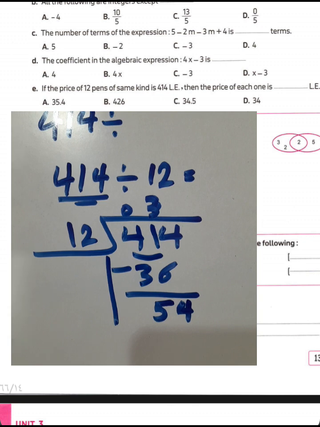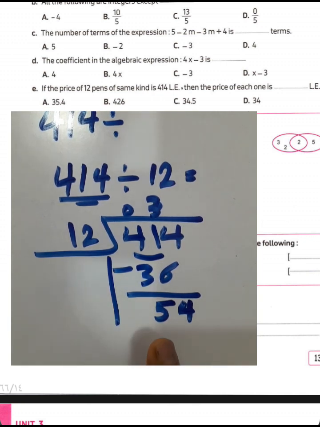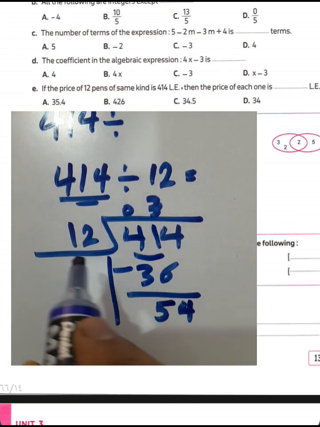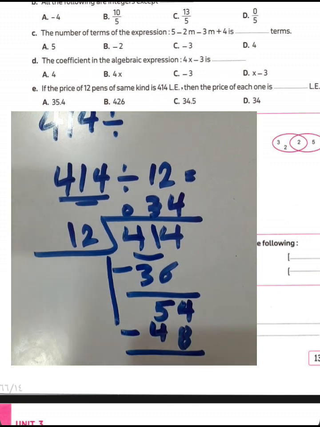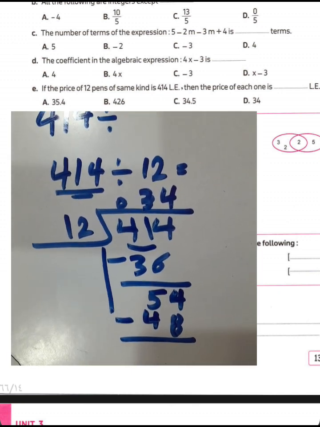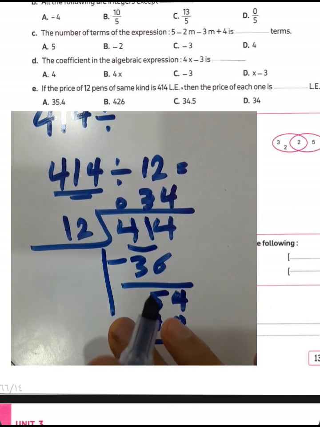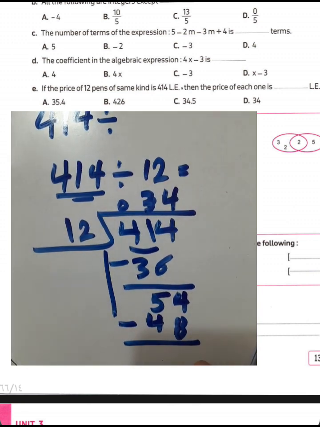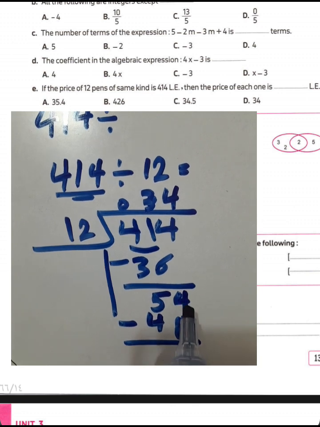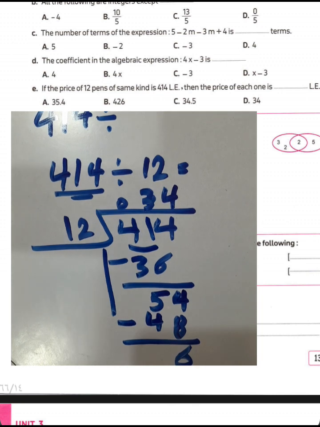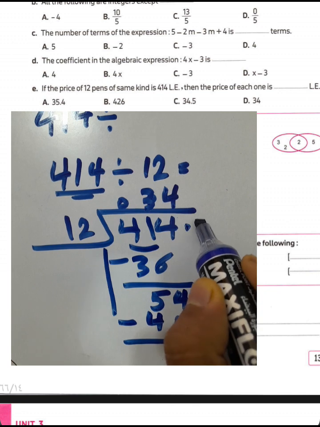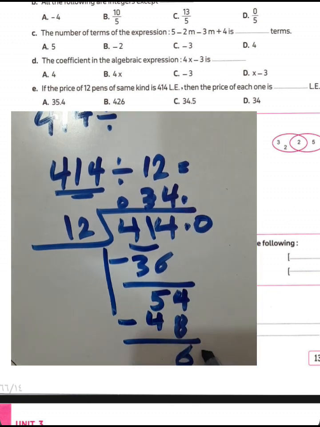It's 414 divided by 12. Can you complete with me? 54 divided by 12, we know 4 times 12 equals 48. And the difference between them, 54 minus 48, equals 6. Write 6 here. It's the remainder. But in this example, you want to find the decimal number. So we must put a decimal point and drop a 0 here.